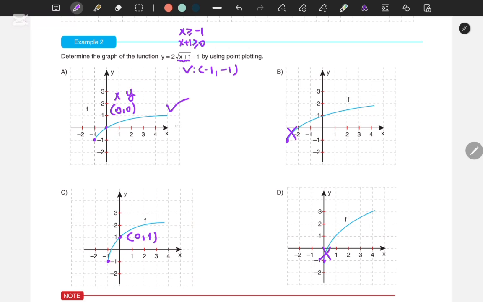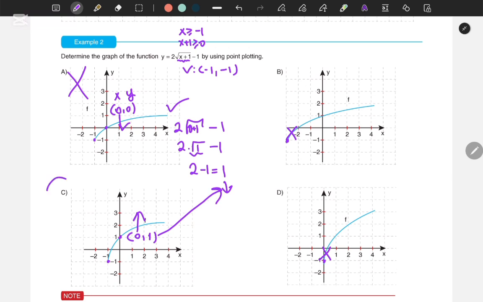Let me check. 2 times root of 0 plus 1 minus 1. 2 times root 1 minus 1. Root 1 is 1. 2 times 1 is 2, minus 1. You see that I replace 0, I get 1. But normally in this graph, it says that when you replace 0, you must get 0. It means that it is wrong. But when I replace 0, did I get 1? Yes, it is. It means that C is the correct option.